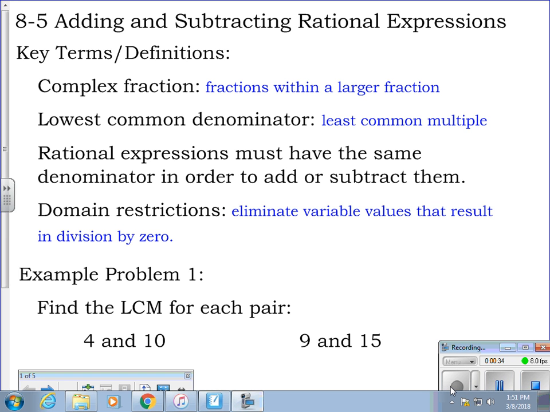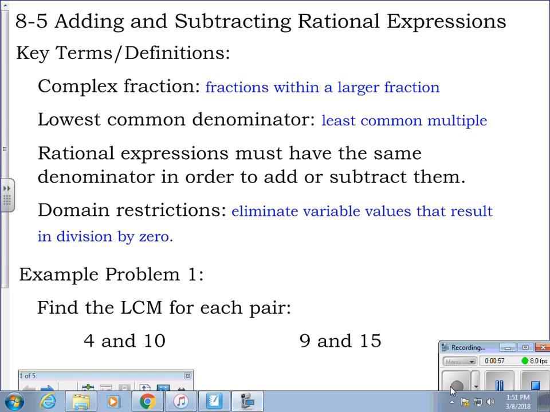Okay. Lowest common denominator, it's least common multiple. It's what you have to find in order to be able to add or subtract fractions. And we're going to be adding and subtracting fractions, which means you need to get a common denominator. And the least common denominator is what you want, or lowest common denominator. Rational expressions must have the same denominator in order to add or subtract.